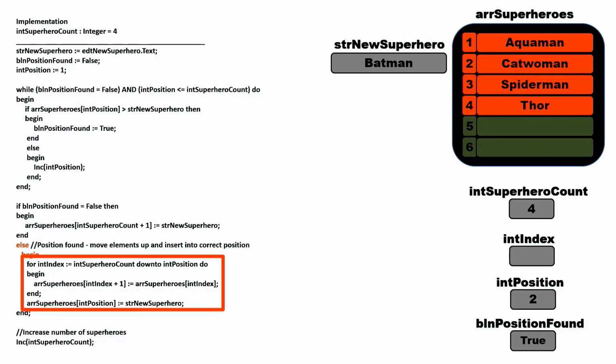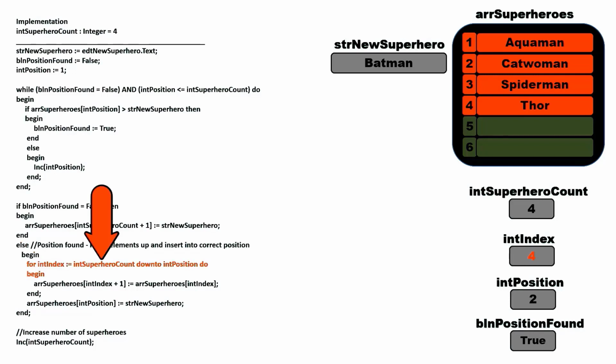You have seen these statements in the previous lesson. This is the part of the algorithm that moves elements one index down, from the index where Batman must be inserted. In other words, from index 2 to 4. The for loop starts at the number of the current superheroes in the array. In other words, it starts at 4. Then it cycles down to the position where the new name must be inserted. In this case, it counts down to position 2.